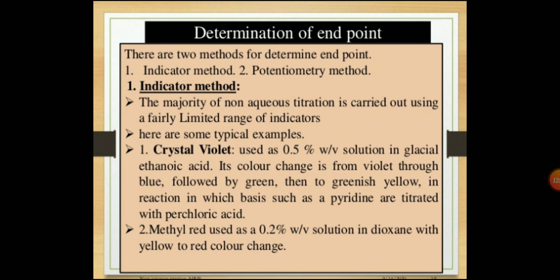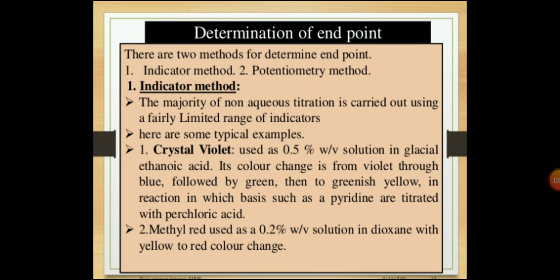This is used as a 0.5% weight by volume solution in glacial acetic acid. Its color changes from violet through blue, followed by green, then greenish yellow, in a reaction in which bases such as pyridine are titrated with sulfuric acid. The indicator has only one job, that is to get the end point by changing the colors.